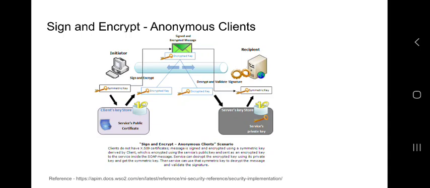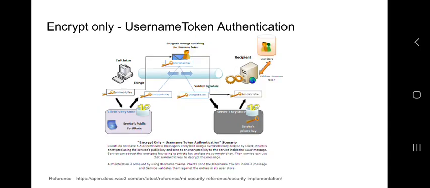In this case, client to service side, the recipient's public certificate will be there with the client. So you will use it to encrypt the symmetric key, which can then be decrypted using its private key on the recipient side. Once you decrypt it, you can get hold of the symmetric key, and then you can use that symmetric key to again decrypt the original message and then also validate the signature. So that is the sign and encrypt scenario when it comes to anonymous clients.